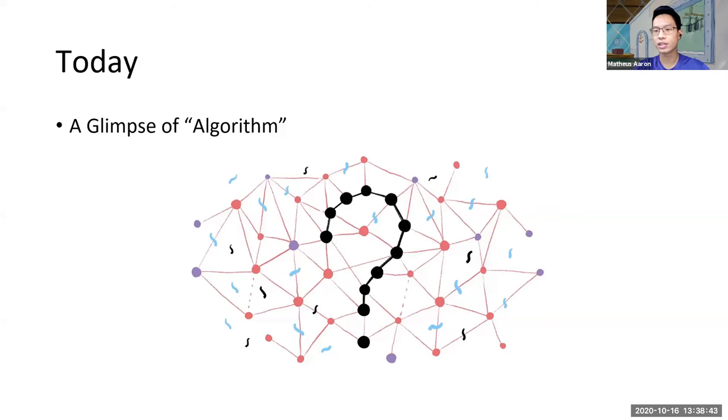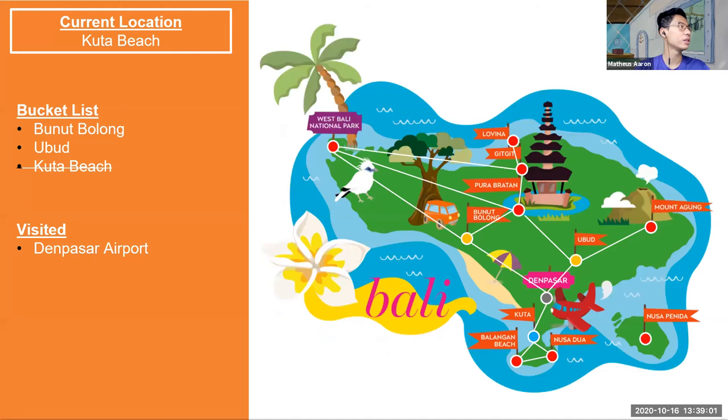Wait, why can't we put visited locations in again? Because if you put visited locations in again, say I put Denpasar back again, then after I'm done with Kuta Beach, I'm going to go back to Denpasar. And at Denpasar, I'll add these three values again. And it will just keep on repeating over and over again. We want to be effective and efficient. We don't want to revisit places that we have visited before, and you don't want to get stuck in an infinite loop.